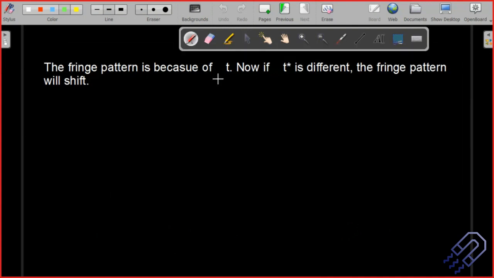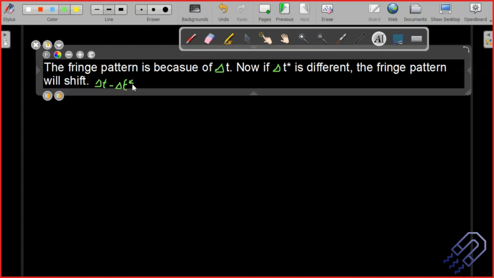Maybe I can just write down this delta. This is delta, and this is also delta. It's different, so the fringe pattern will actually shift. So this delta t minus delta t star can be used to calculate V.